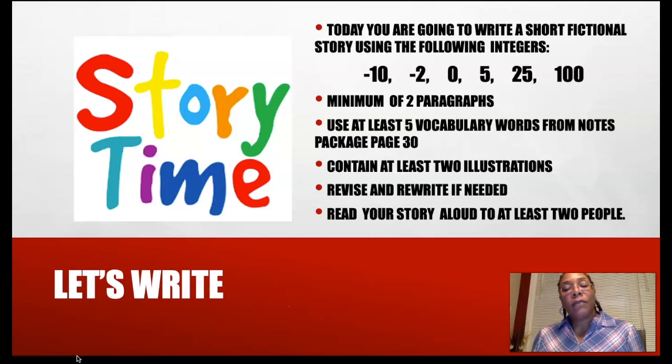You're going to revise it, rewrite it if needed. And finally, you're going to read your story to at least 2 people. Hopefully they will have some questions for you, so be prepared for any questions that they may have. So you're going to pause this at this point. Go ahead and take the time. You should spend at least 10 to 15 minutes thinking about your story, writing your story, and meeting all the parameters listed. So go ahead and pause this video, write your story out. Once you finish, you can go ahead and get started back with us.